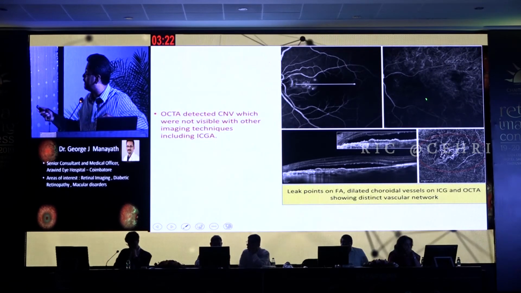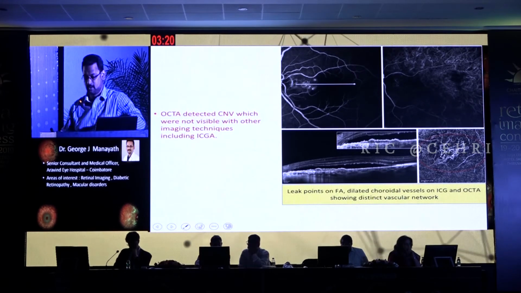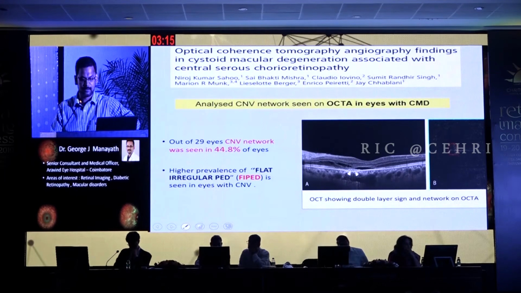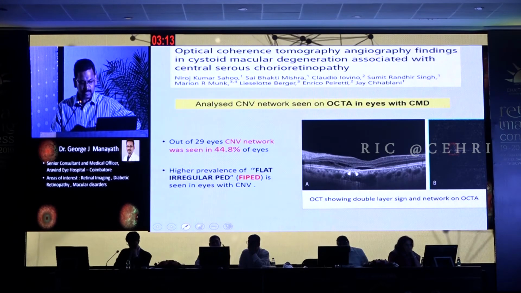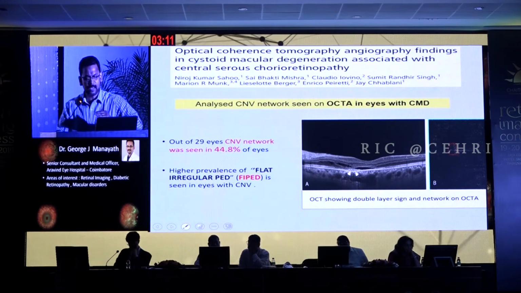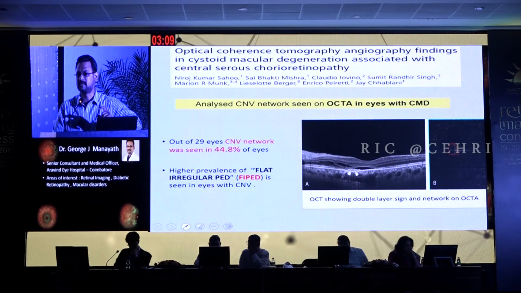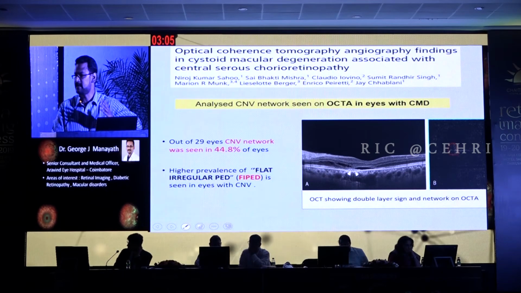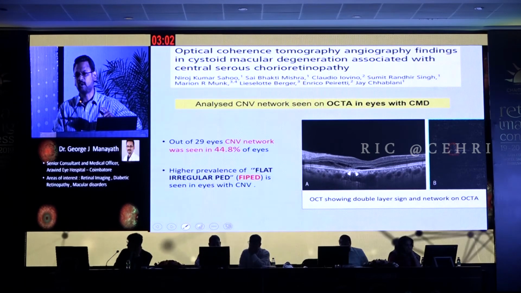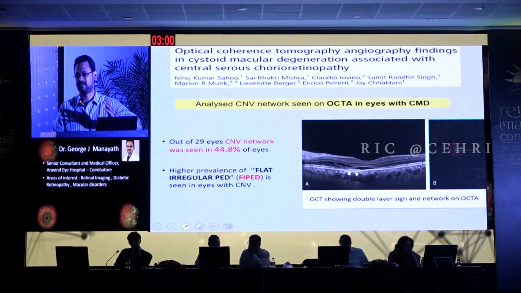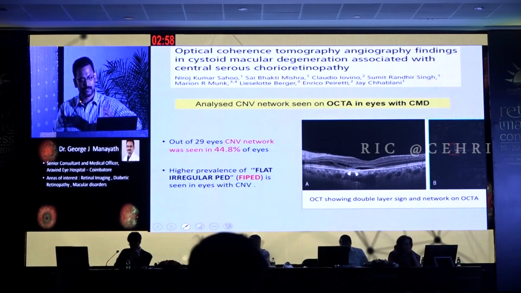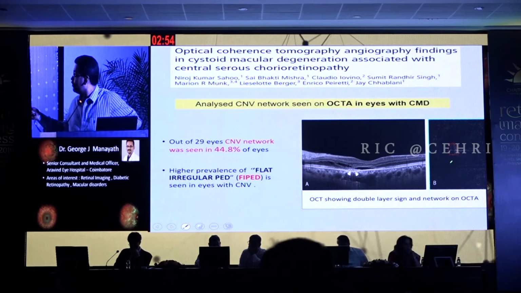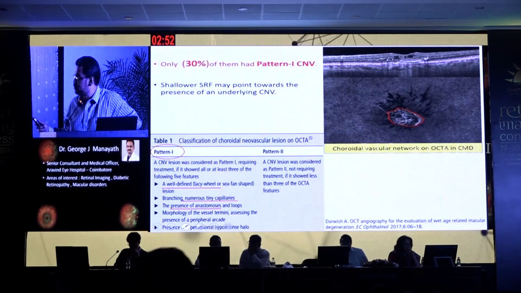And the ICG angiography may miss these CNVMs under the RPE detachment. Looking at another subset of chronic CSR, that is cystoid macular degeneration, Jay and colleagues have shown that in fact 50% of the eyes do have flat irregular PEDs which have these subtle new vessels picked up on OCT angiography.